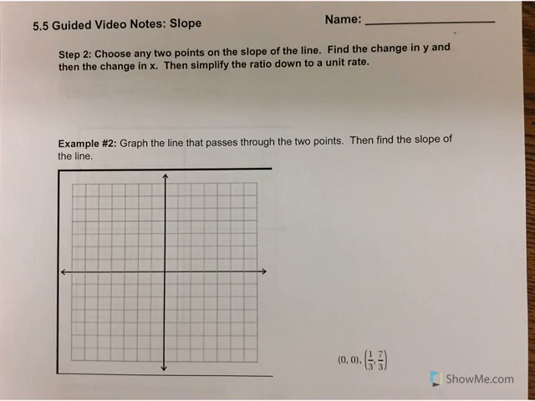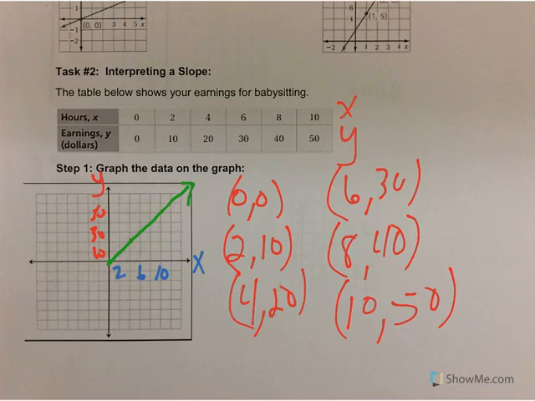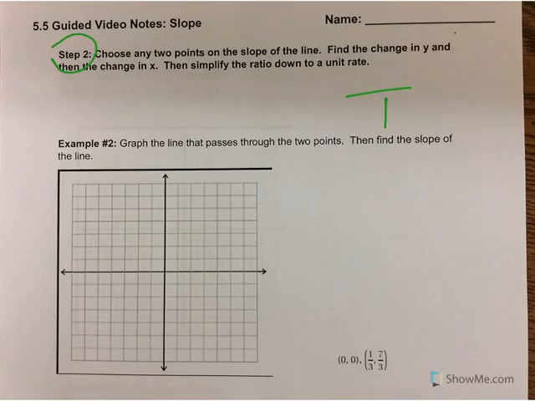So for the next page here, we have to flip back for step 2. It says choose any 2 points on the slope of the line, find the change in y and the change in x, then simplify the ratio down to a unit rate. If you remember unit rate, that means the denominator must be 1. So I flip back, pick out any 2 points. I'm going to choose 2, 10 and 4, 20. So write it down here.